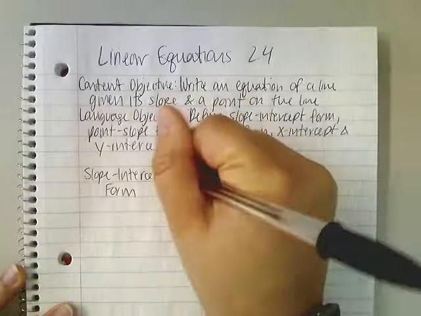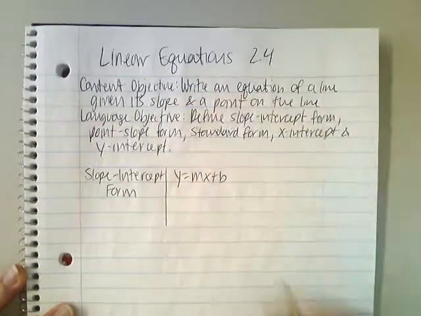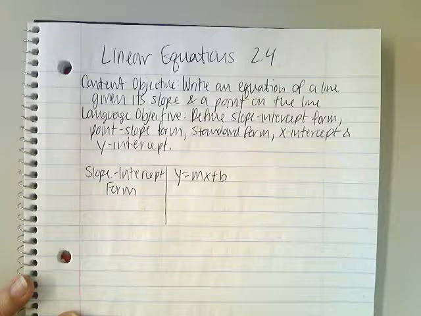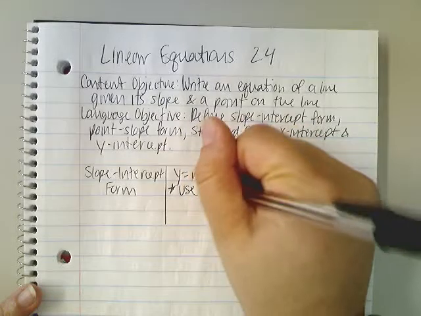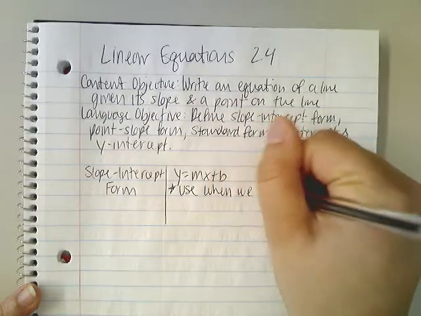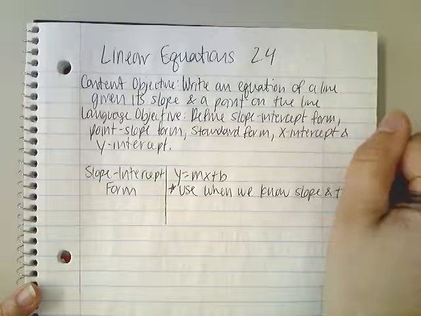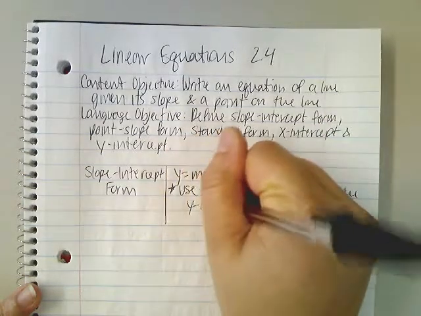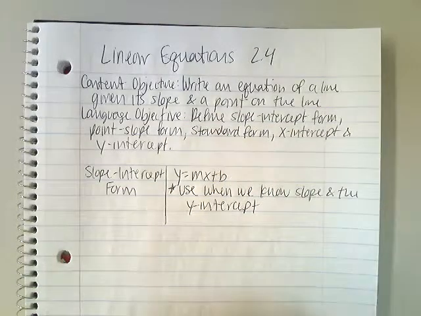So we know slope-intercept form, we worked with that last class. It's y equals mx plus b, where m is our slope and b is our y-intercept. So we're pretty comfortable with this, so I'll just breeze through it. But we use this when we know the slope and the y-intercept. So b is our y-intercept, m is our slope. So if we know those two things, we should use this form.